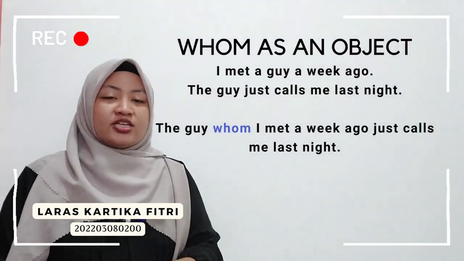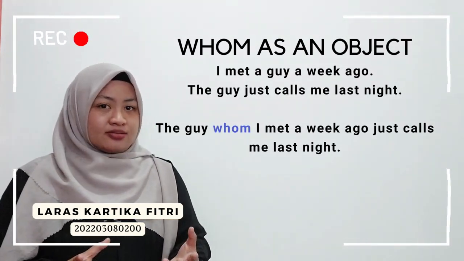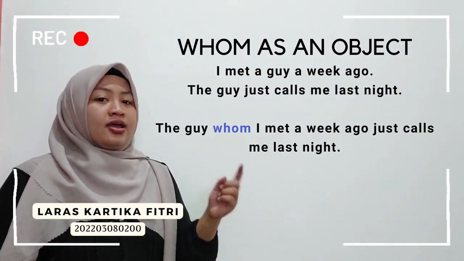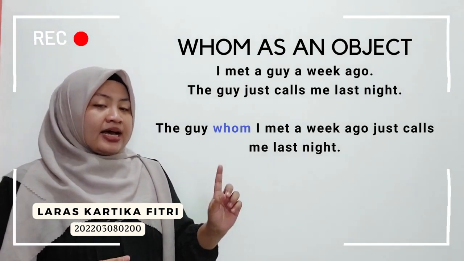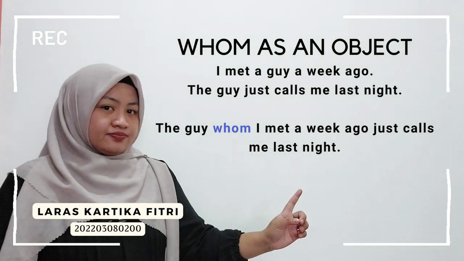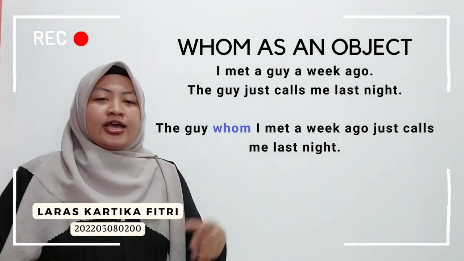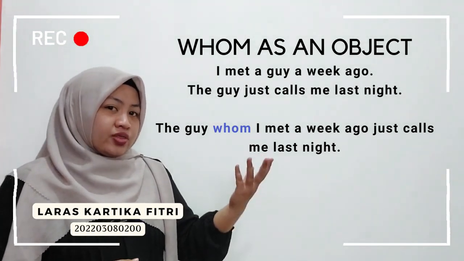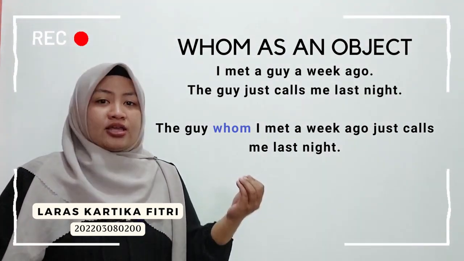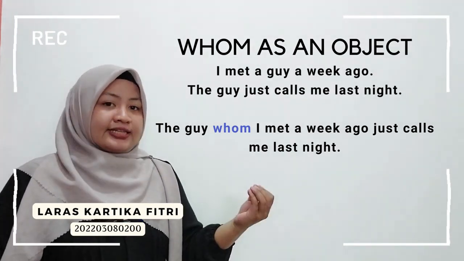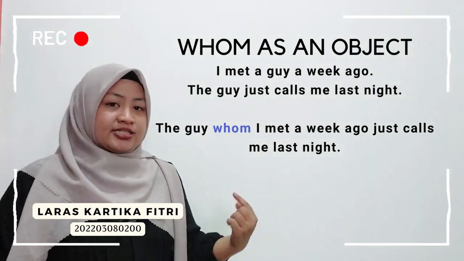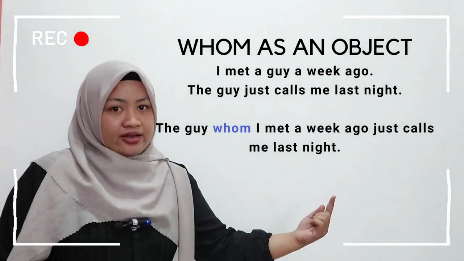While whom is for a person as an object. These are the sentences. We have two kinds of sentences here. The first one is: I met a guy a week ago. The guy just called me last night. Okay, if we combine these two sentences that talk about the same object, the guy, the sentence becomes: the guy whom I met a week ago just called me last night.